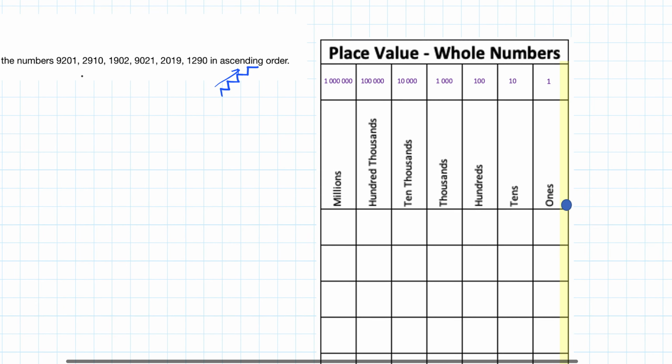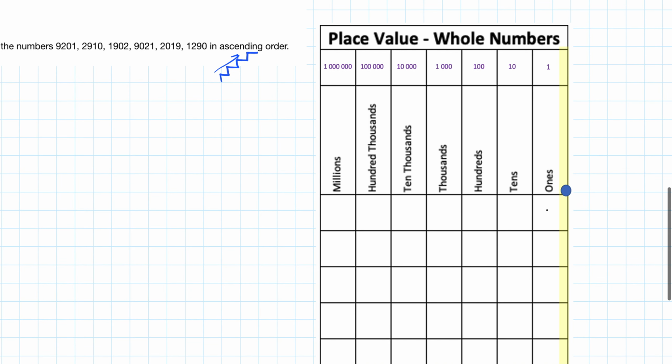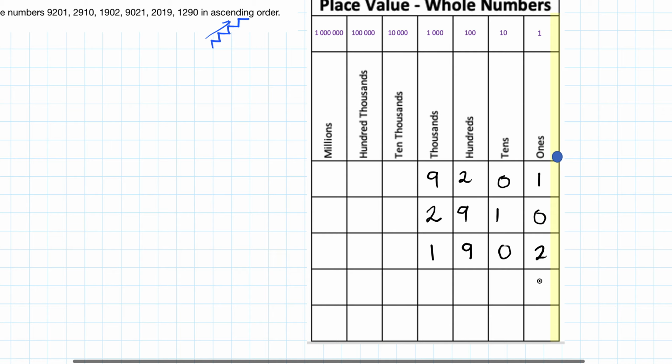Again, I'm going to start with the units. So I have a 1, 0, 2, 9. The next one, 0, 1, 9, 2. The next one, 2, 0, 9, 1. The next one, 1, 2, 0, 9. And the last one, 0, 9, 2, 1.